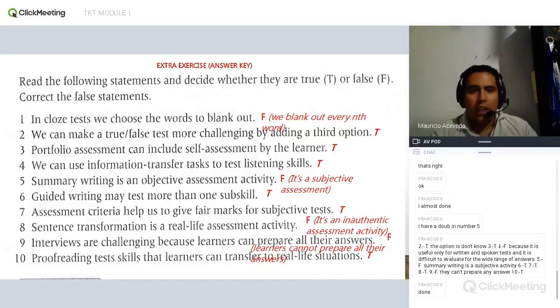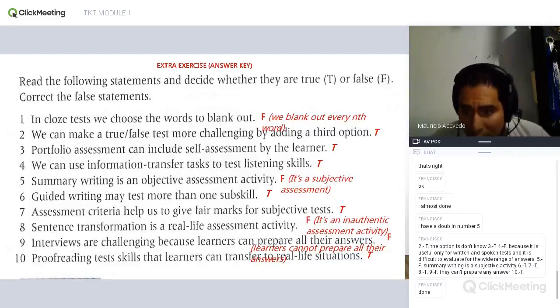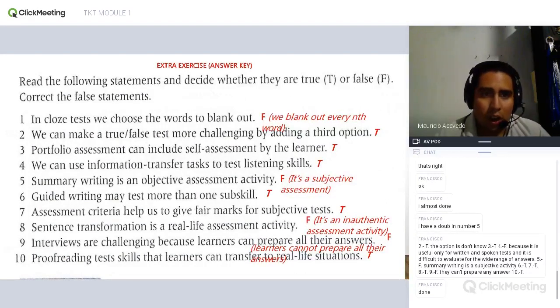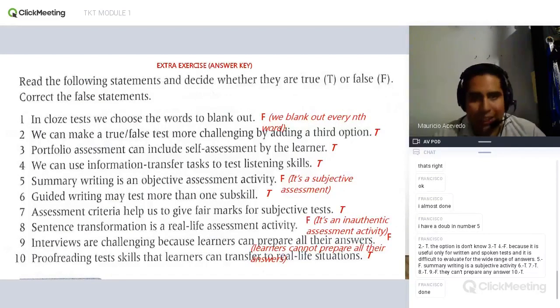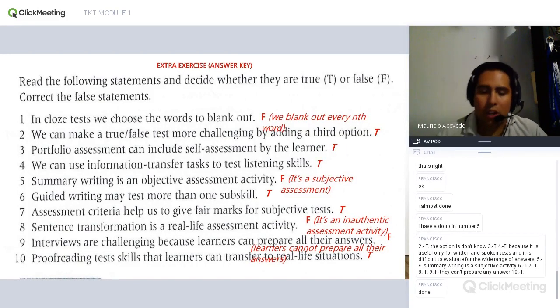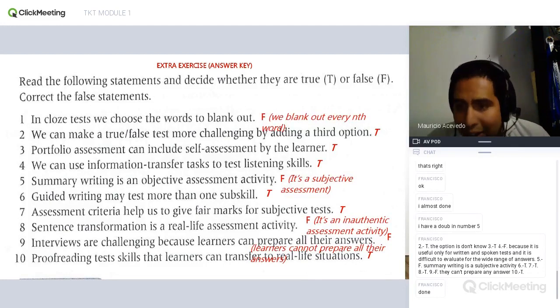Okay, so here we go with the answer key. Number 1, as we saw, is false. Number 2 is true. Excellent, Francisco. A true or false item is more challenging by adding a third option, that is, we don't know, right? Very good. Number 3 is true. Number 4, you said it is false, but as I was telling you, I think it can be true because you can listen and transfer what you're listening to into a chart or something. Number 5, correct, Francisco.